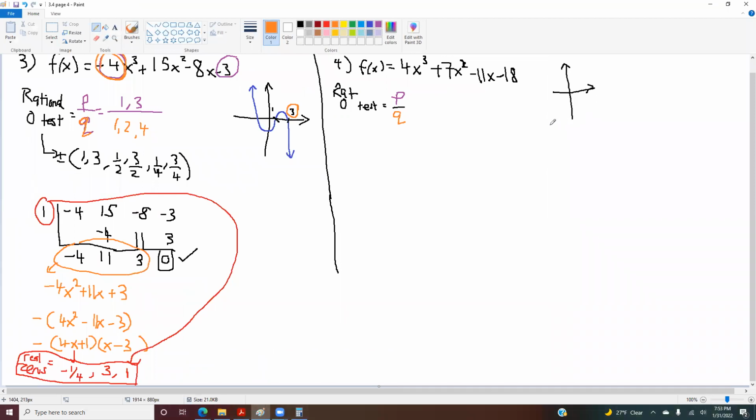So can anyone tell me what your P's and Q's are here? P's: 1, 2, 3, 6, 9, and 18. Okay, good. That's your P's. And Q's: 1, 2, and 4. Yep. And class, if you just give me this on your test, you won't get full points, because for the rational zero test, you have to give me all the combinations, right? So what are the combinations? Don't forget the plus minus.